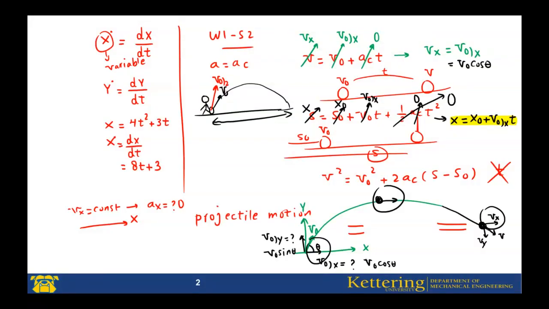Now, this is for the x direction. As I mentioned, we divide the projectile motion into two directions: along x and along y. Along x, this is the only equation you need to know, and this property, the velocity along x, is always constant. That's it.